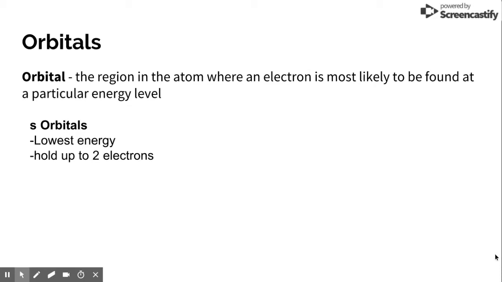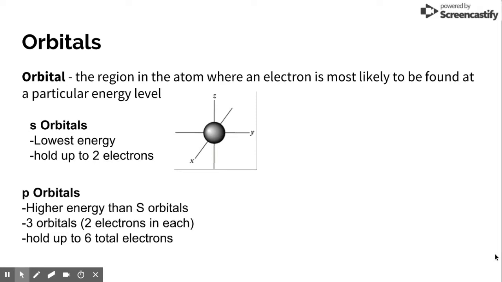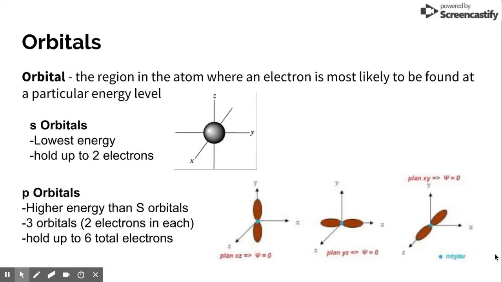The s orbital is the lowest energy orbital. It can hold up to 2 electrons. Its shape is a sphere. The p orbital has higher energy than the s orbitals, has 3 orbitals, 2 electrons in each, and holds up to 6 electrons. These are the shapes of the p orbitals. Notice that they have that dumbbell shape, and there's one on each of those axes, the x, y, and the z.